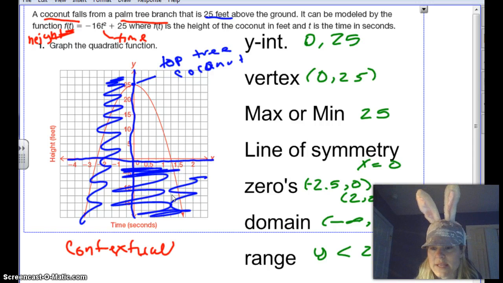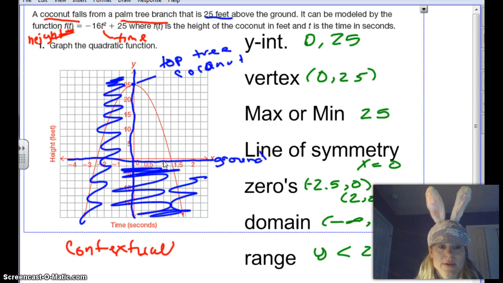So basically the contextual part of this problem is we can only look at quadrant 1 because you can only have positive height and you can only have positive time. Okay, so the coconut's at 25 feet and it drops and hits the ground. So this must be the ground.